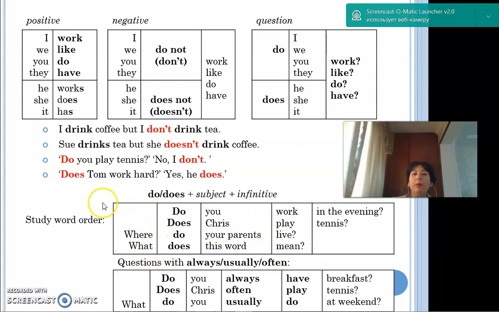Please remember the word order in the questions. And look at the questions with always, usually, often. For example, do you always have breakfast? Does Chris often play tennis? What do you usually do at the weekend? If you notice, always, often, usually are used between the subject and the infinitive, in the middle of them.